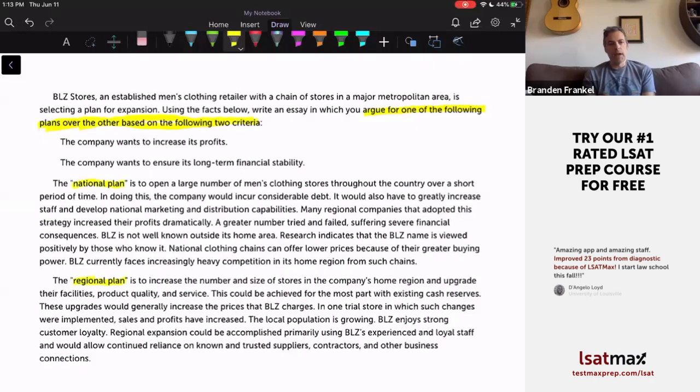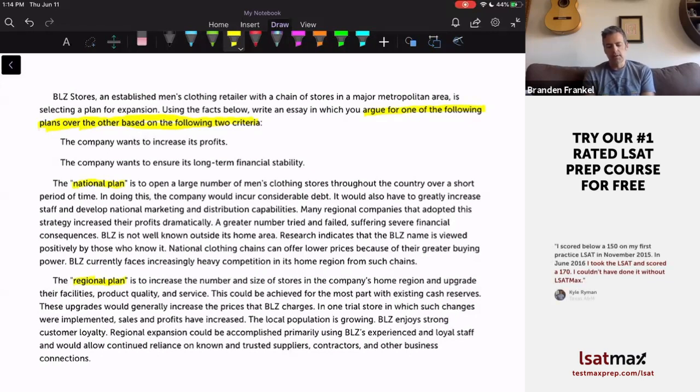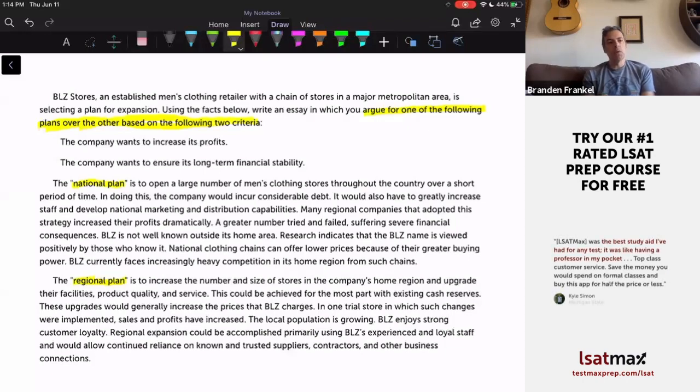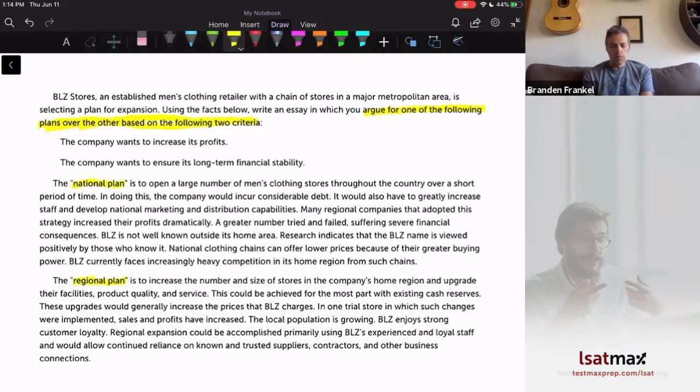And so this is where I'm going to start asking for your help. I'm going to go through this first paragraph, and we're going to determine what are the good facts in that first paragraph and what are the bad facts. And remember, what we care about is that the plan will increase this company's profits. That's our first criterion. And ensure long-term financial stability. That's the second criterion. So now let me read to you about the national plan, and then you tell me what's good about it, including what's good about it with regard to which criterion, and we will mark it up accordingly. So the national plan is to open a large number of men's clothing stores throughout the country over a short period of time.